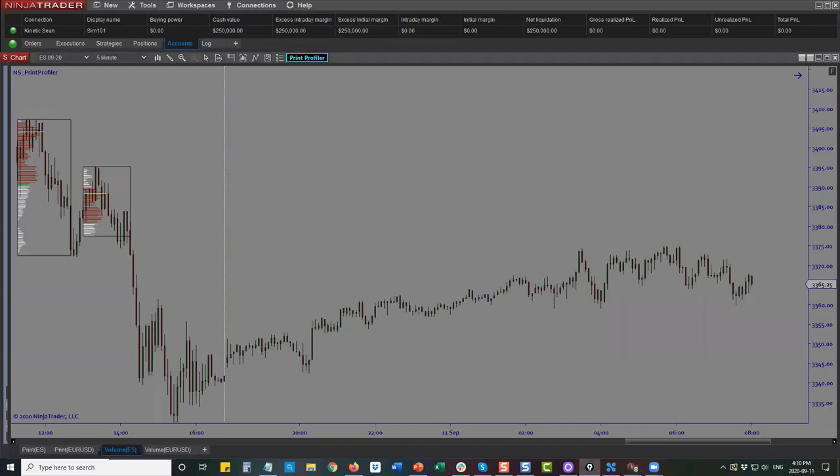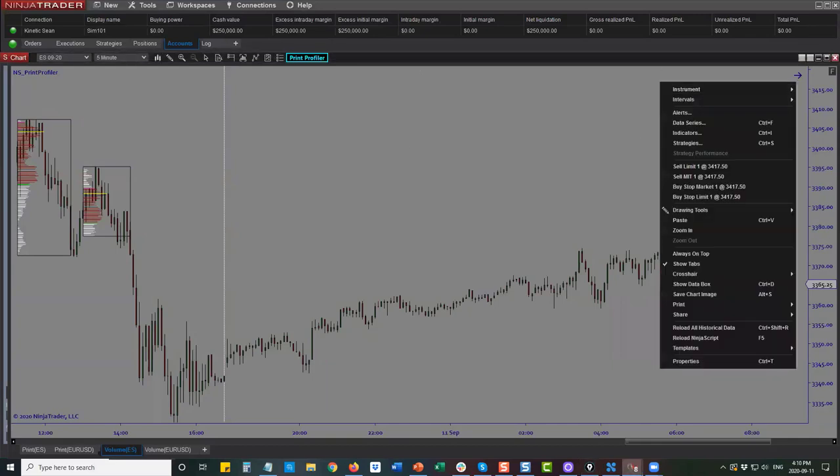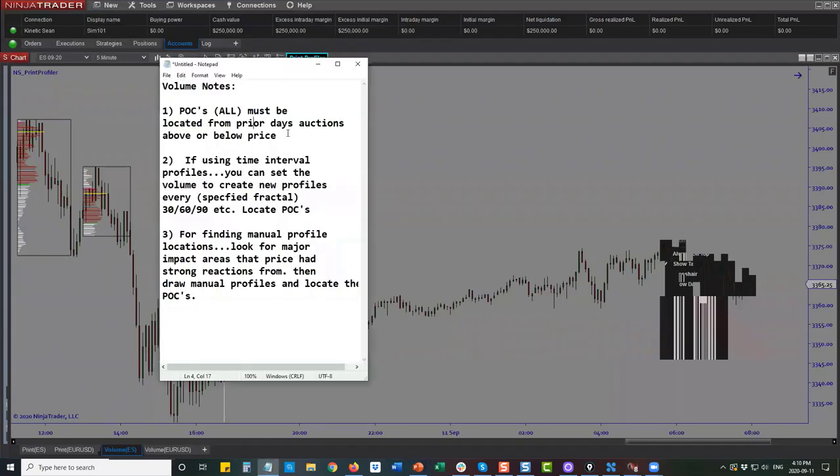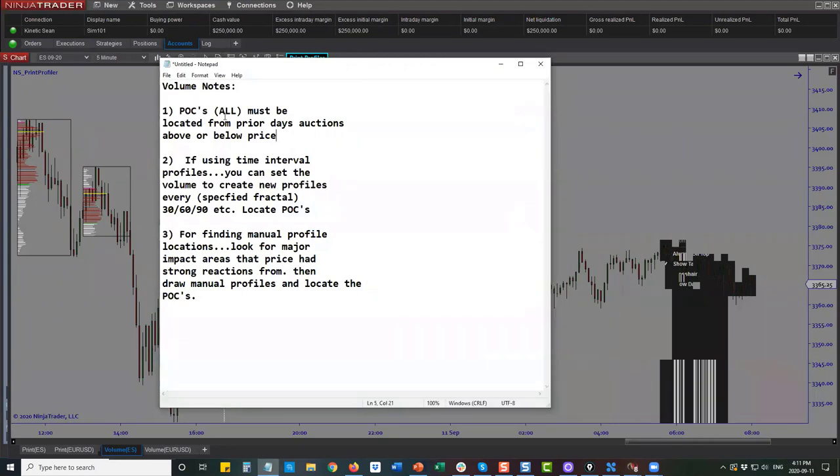Let's get back on track here, guys, and let's get back into the discussion. Did you learn something from manual profiles? So this one is for full auctions. Okay, let's just write that down. This is point of controls. All must be located from prior day auctions above or all. This is for the full auction.